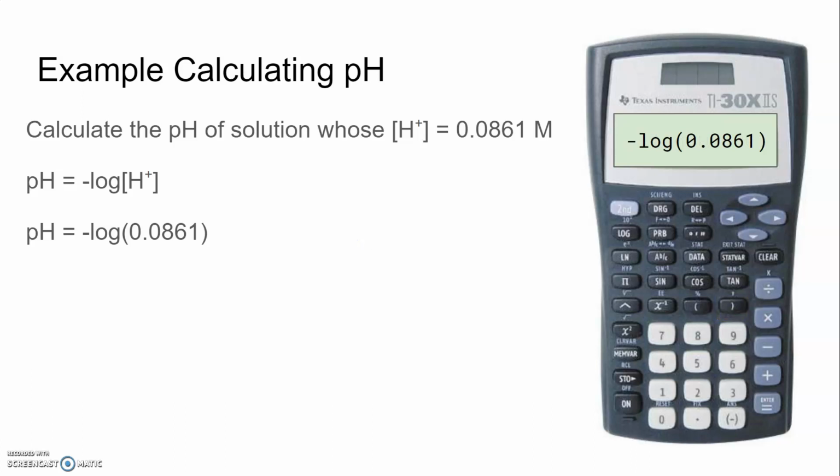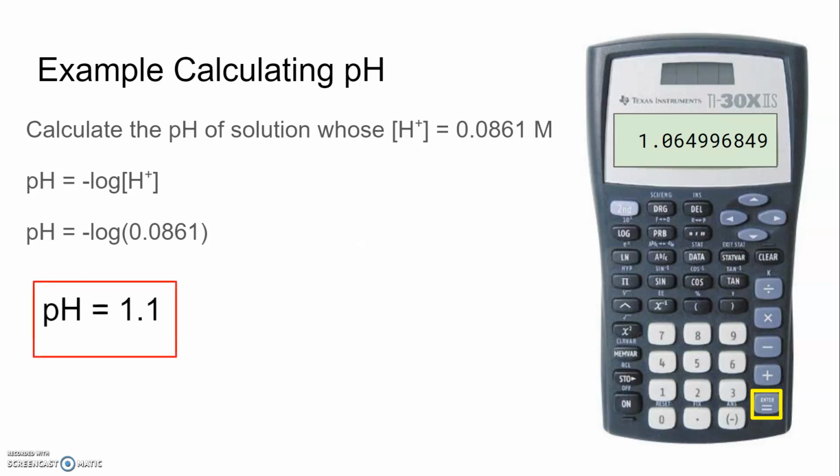The next thing we need to do is just hit enter to get our answer. And we get 1.06499 blah, blah, blah, which I'm just going to round to 1.1. So if you have a solution whose concentration of H plus, the amount of H plus in that solution is 0.0861 molar, then the pH of that solution will be 1.1.